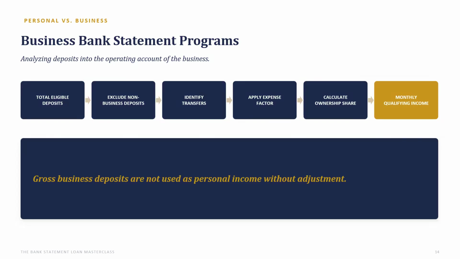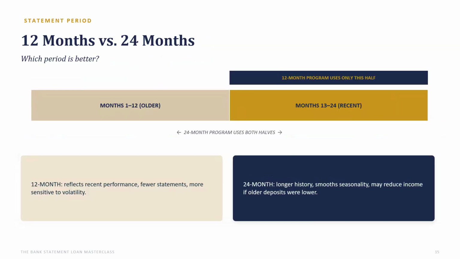Business bank statement programs analyze the deposits in the operating account of the business. Total eligible deposits, exclude the non-eligible, identify transfers, apply an expense factor, calculate ownership share. Gross business deposits are not used as personal income without adjustment. 12 versus 24 months: what's better?